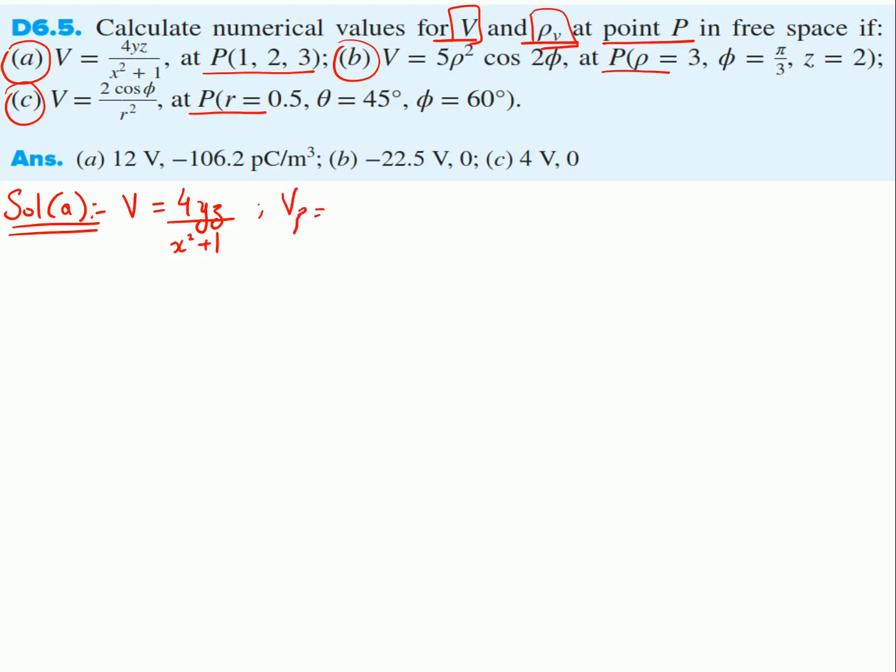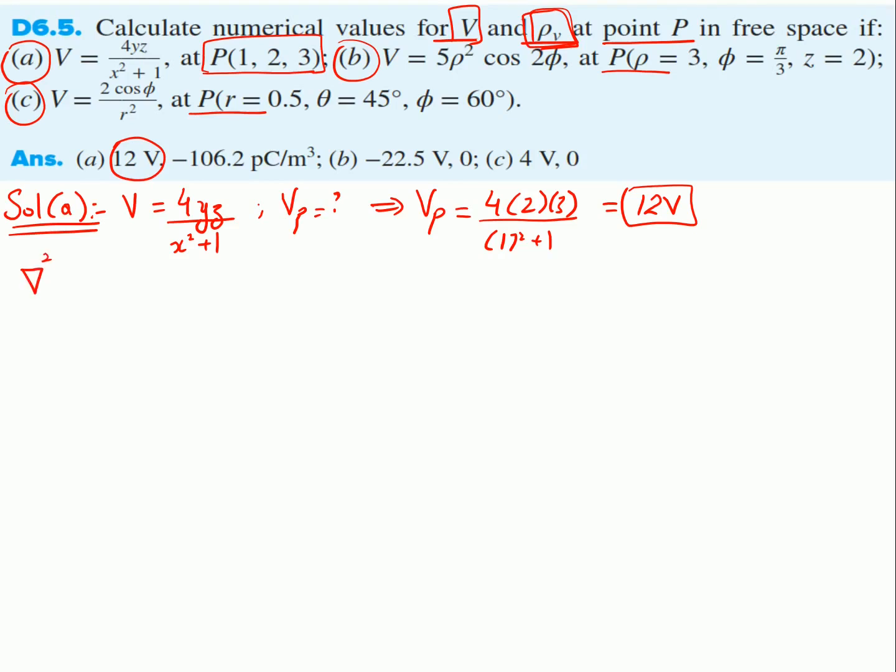That is straightforward. You just input the value of P, which is (1, 2, 3), into the equation. So you will get the potential at P, which comes out to be 4 times 2 times 3 divided by 1 square plus 1, which is 12 volts. So this is the solution to part A. Now we need to find the second unknown, which is the volume charge distribution. We know that the Laplacian operator, or basically Poisson's equation, del square V is equal to minus rho V divided by epsilon. So this is the equation we can use to find rho V.